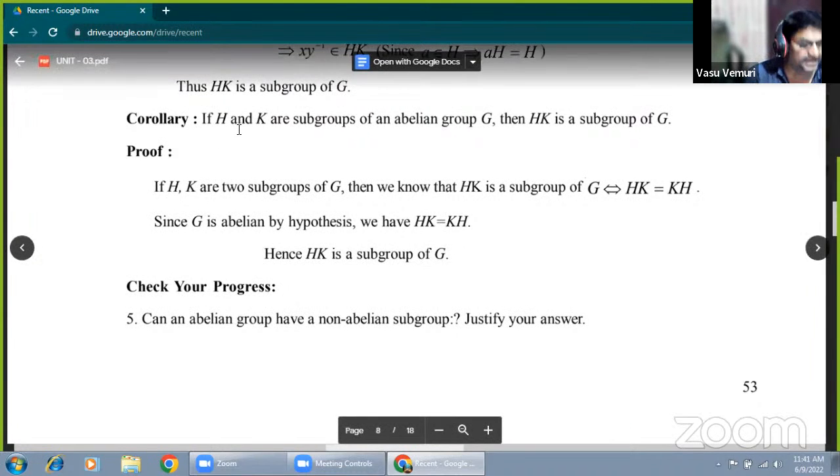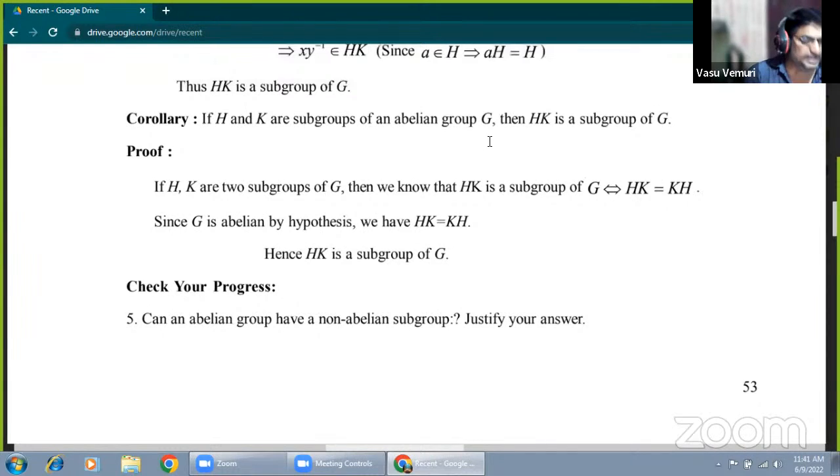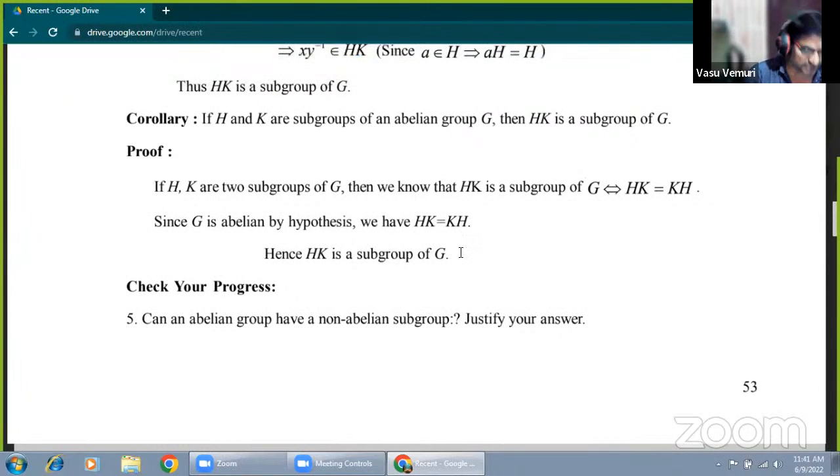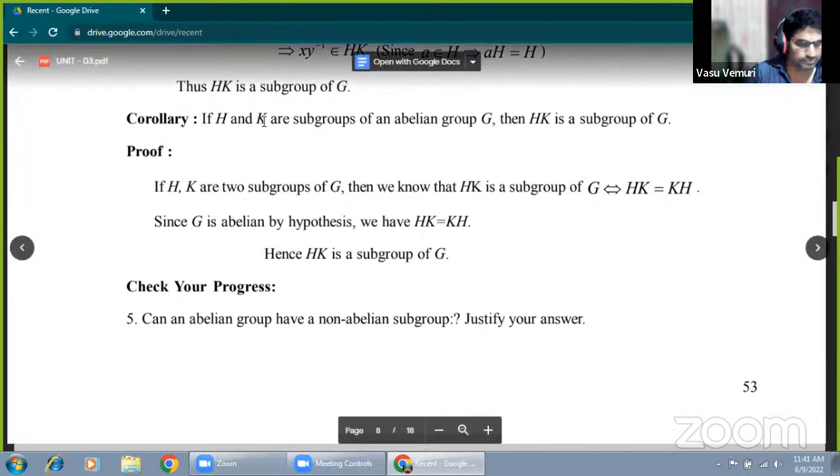According to the corollary, if H and K are subgroups of an abelian group G, suppose G is an abelian group and H and K are two subgroups. What is that? HK is a subgroup of G. What is the proof? This is the simple short answer, because in multiple choice or fill in the blanks, whatever it is. Suppose G is an abelian group, H and K are two subgroups. Then HK is a subgroup of G.